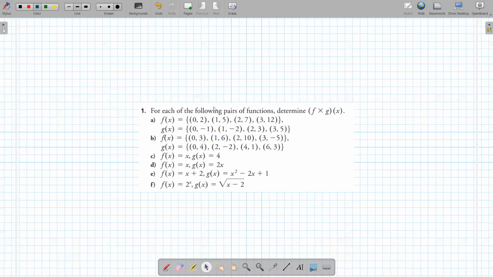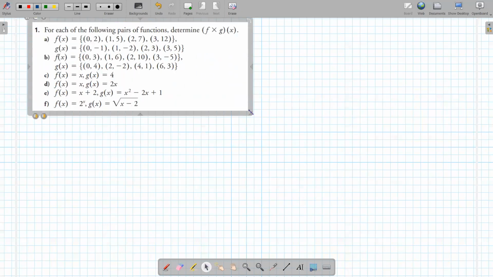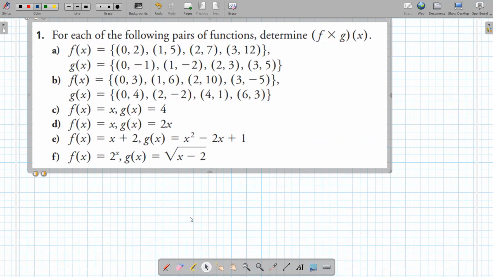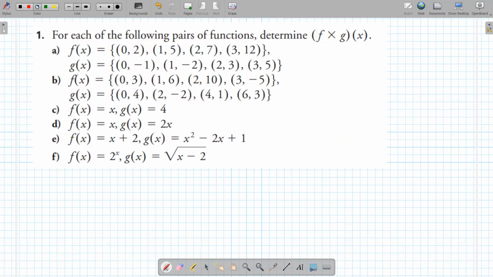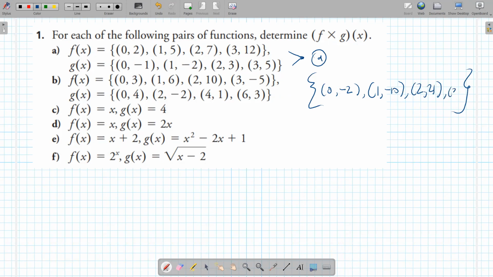And this is very similar to the thing that we did yesterday. The combined function is only going to be valid where both of them have the same x values. Let's look at a. What's the answer to a? 0 comma what? We're multiplying them. -2. Yeah, -2. 5 times -2, 10 for 1, 21 for 2, and 12 times 5, 60 for 3. And you're done, right?